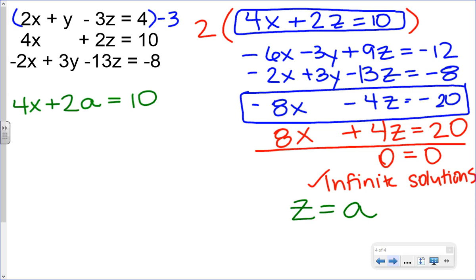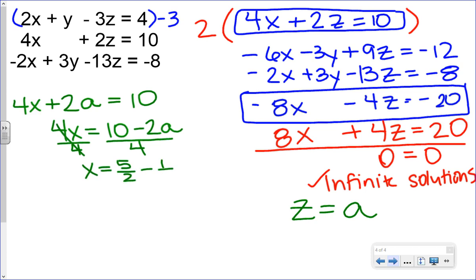And I want you to solve for x. We want to figure out what x is. So we have 4x equals 10 minus 2a. When we divide both sides by 4, we get x equals 5 halves minus 1 half a. Then we need to go back and plug x and z into one of the original equations to figure out y. We're still going through the same process, we just have some a's involved here.